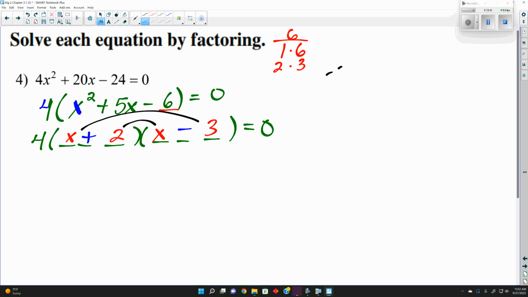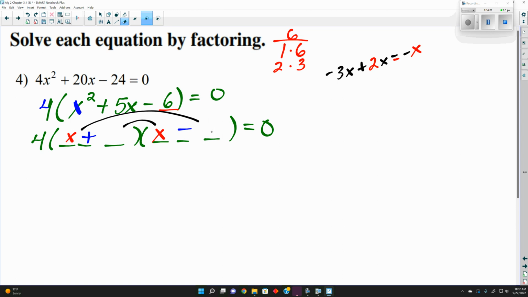X times negative 3 is negative 3x. 2 times x is plus 2x. Negative 3x plus 2x is negative x. Is that what we wanted? No, we wanted positive 5x, yes? Well, we could change the 2 and 3, but that won't do enough to get there.